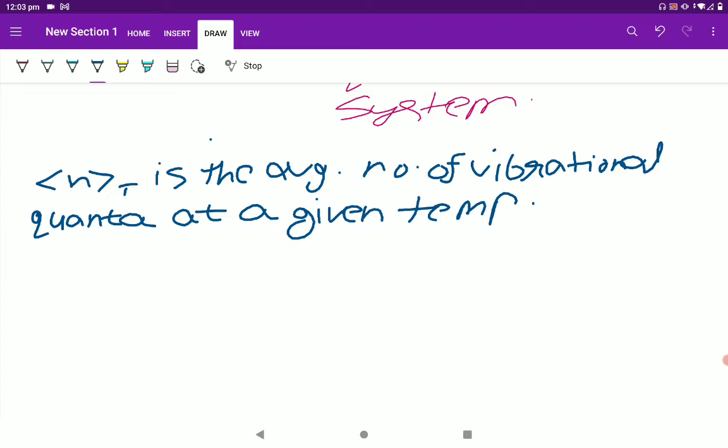So what is the name of the statistical distribution for vibrational quanta? We call it Bose-Einstein statistics.